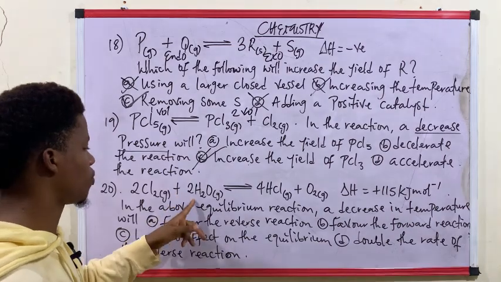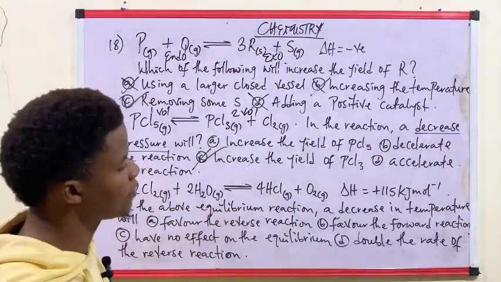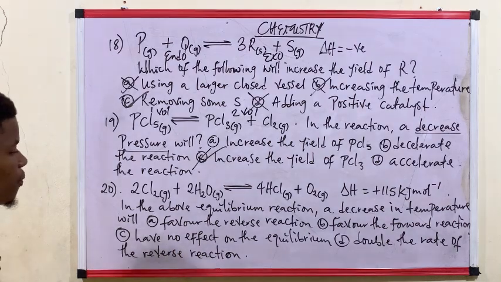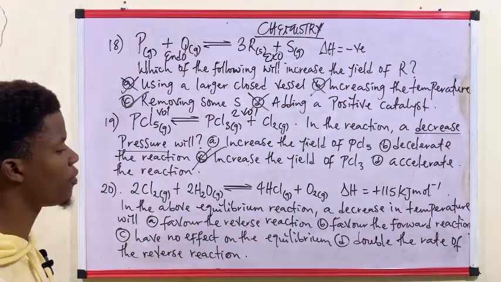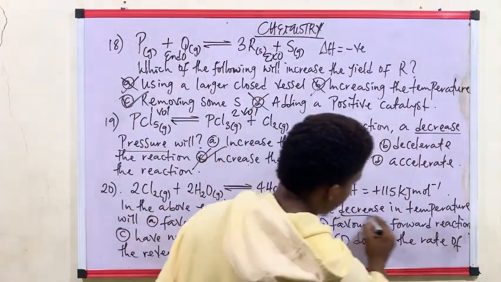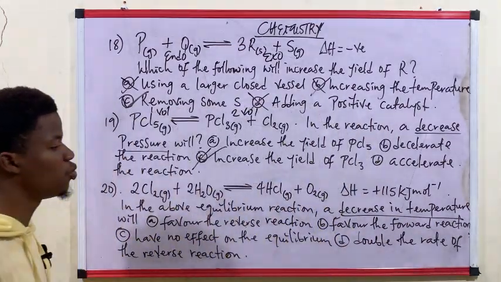Then lastly, question 20. Chlorine plus water give us this. Then we have theta H is what? Plus 115 kilojoules per mole. In the above equilibrium reaction, a decrease in temperature will. So what will a decrease in temperature do in this reaction?